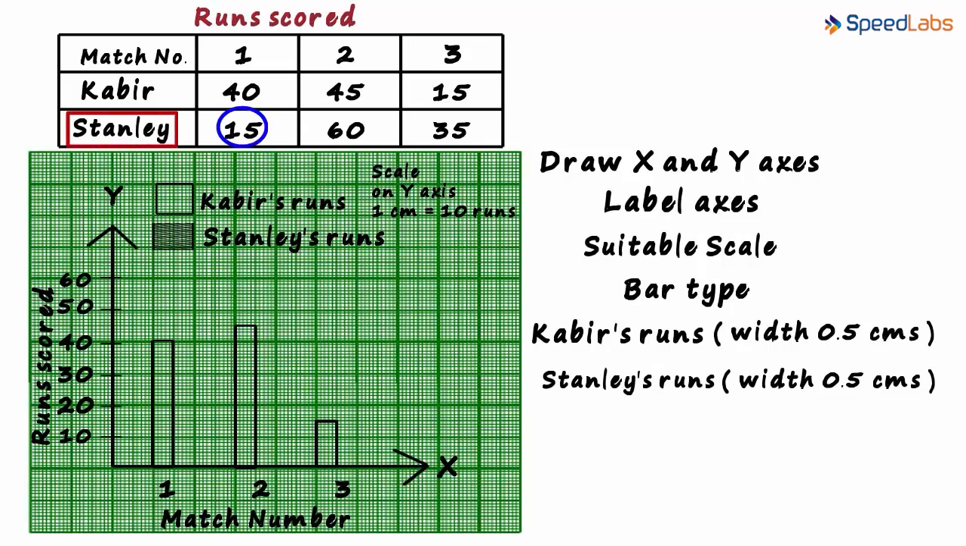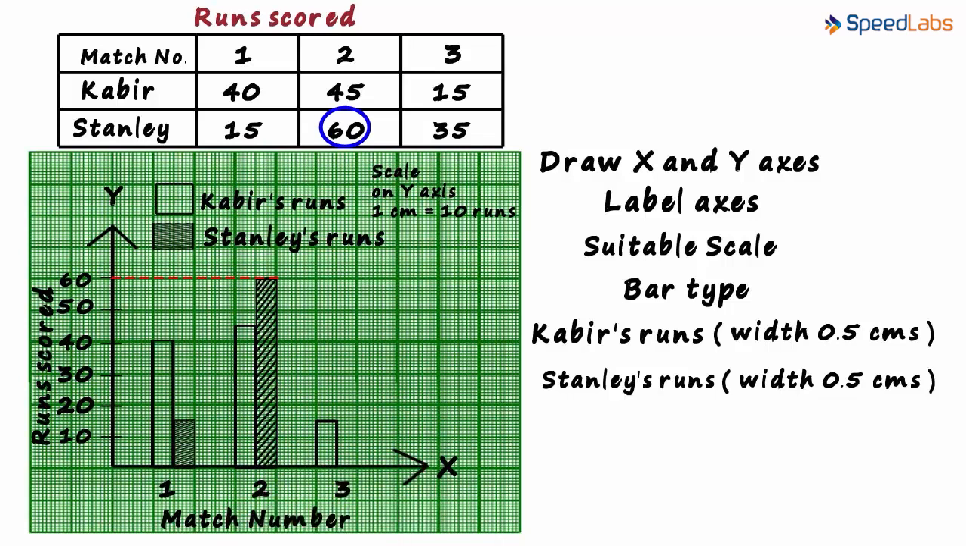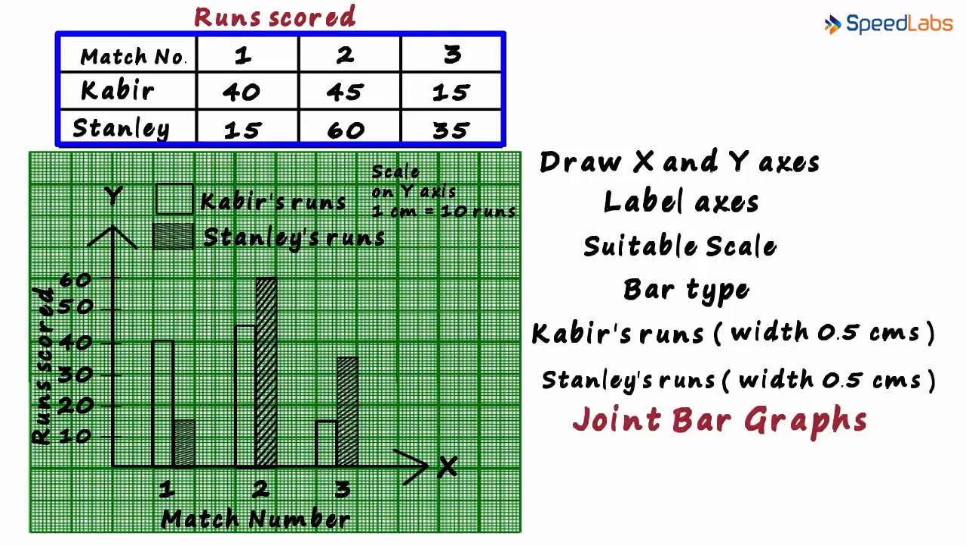Stanley scored 15 runs in the first match, so we draw a bar of length 1.5 centimeters. Stanley scored a 60 in the second match. We draw a bar of length 6 centimeters to represent 60 runs, and then a bar of 3.5 centimeters to show his score in the third match. We have effectively drawn the joint bar graph for this table.